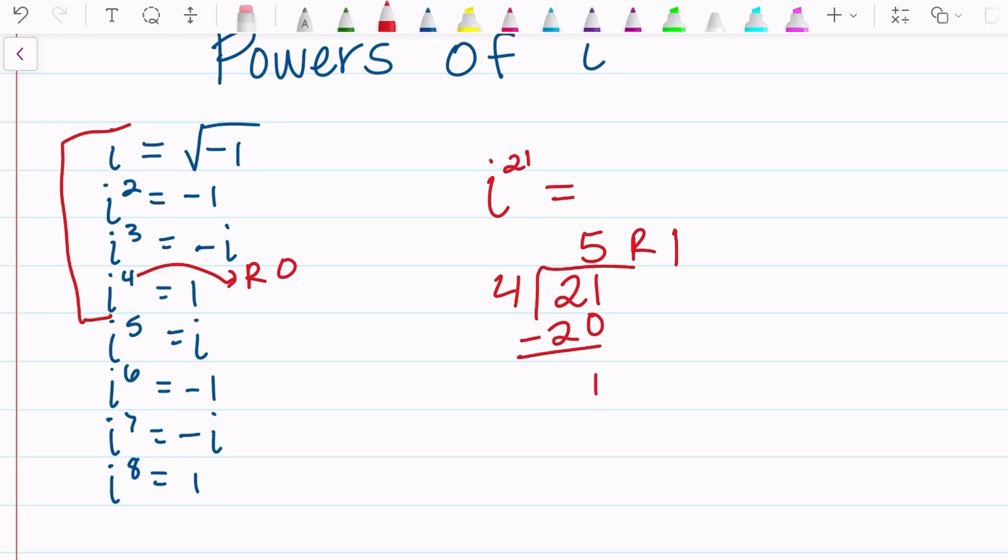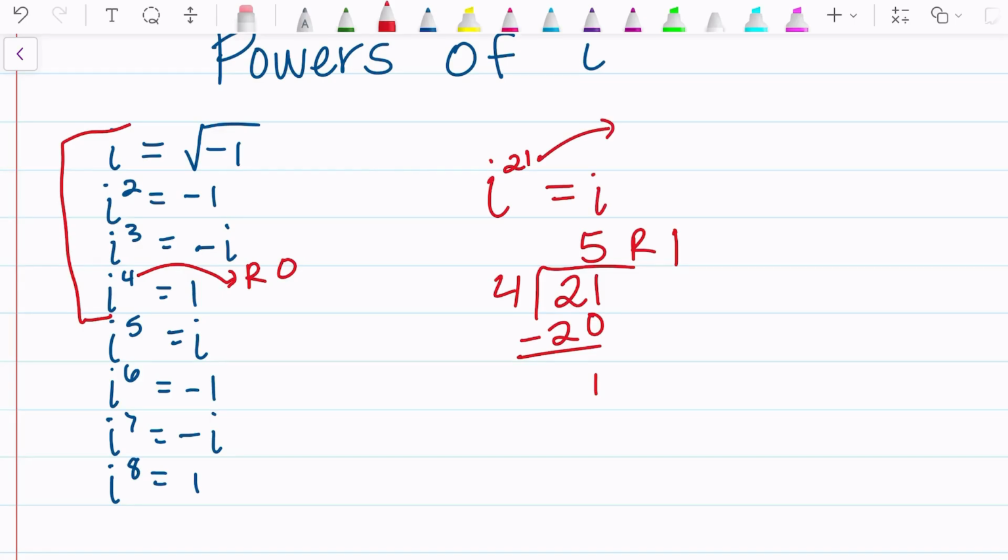All right, so I'm going to look at my list and think which would be a remainder of 1. Well, that would just be i. i is just a remainder of 1. 4 goes in 0 times with 1 left over. And so then the answer is going to be i. It's the same as i.